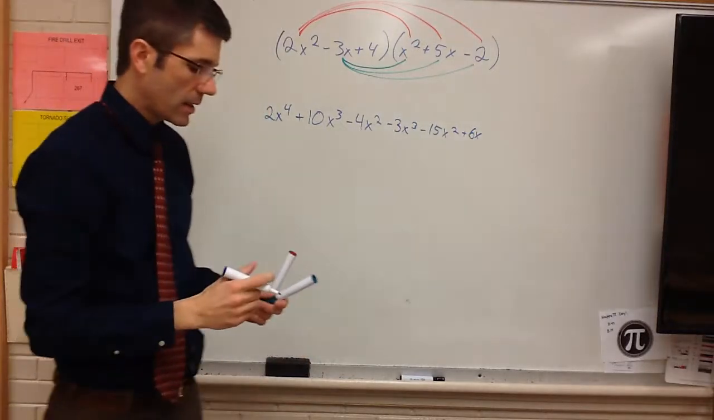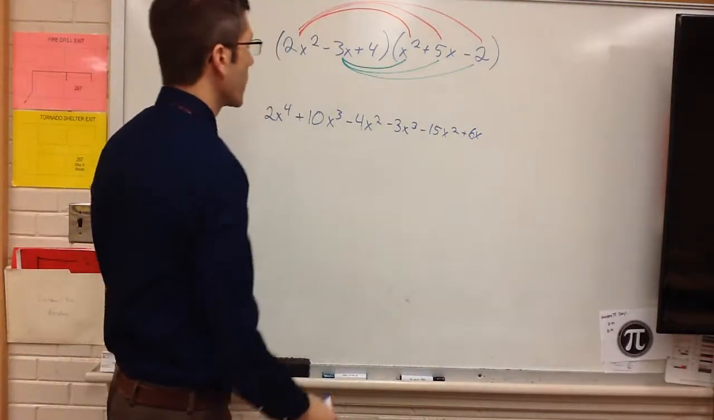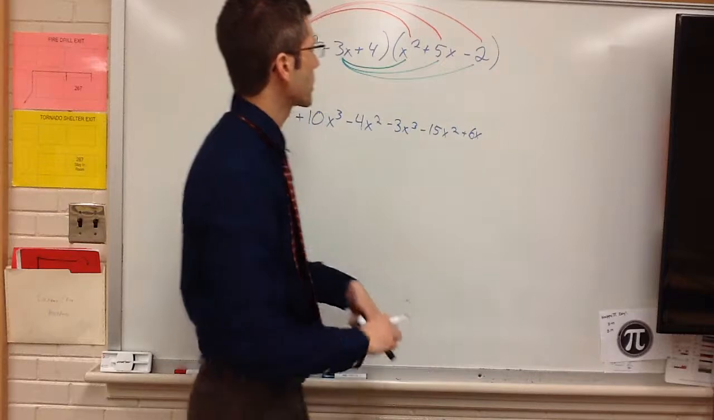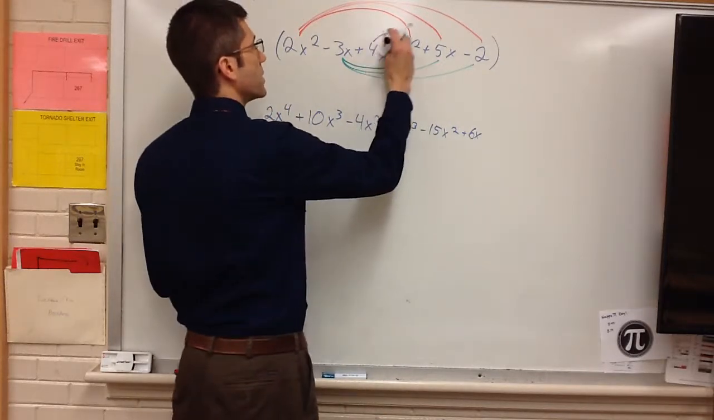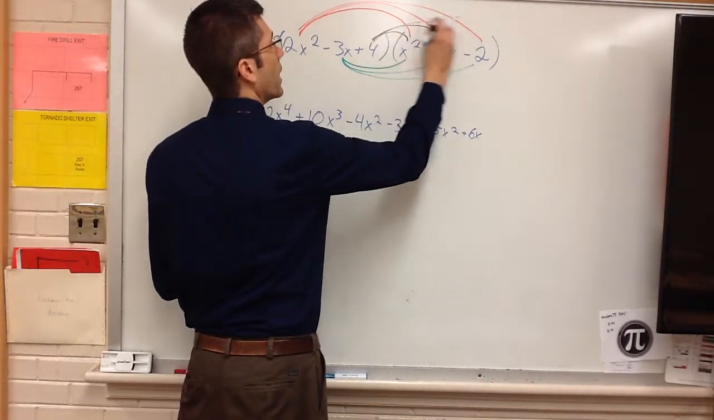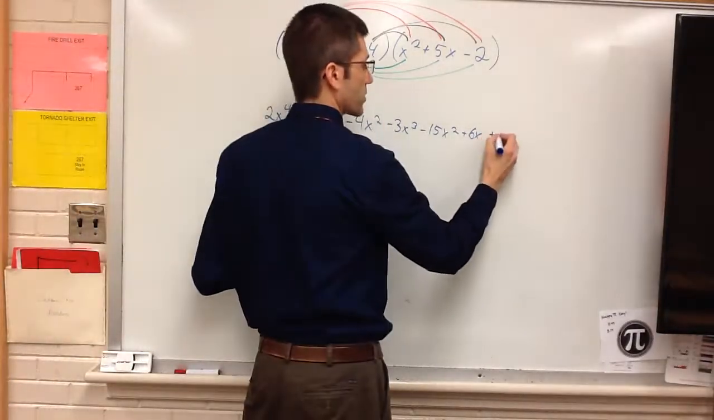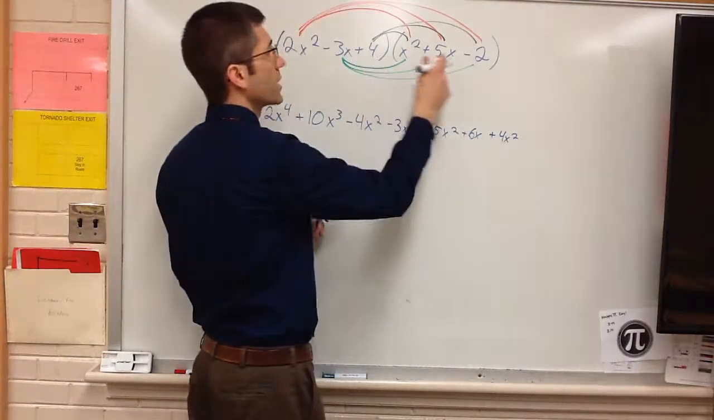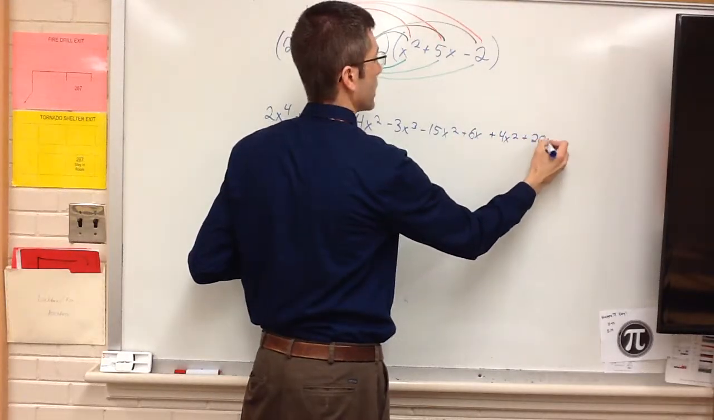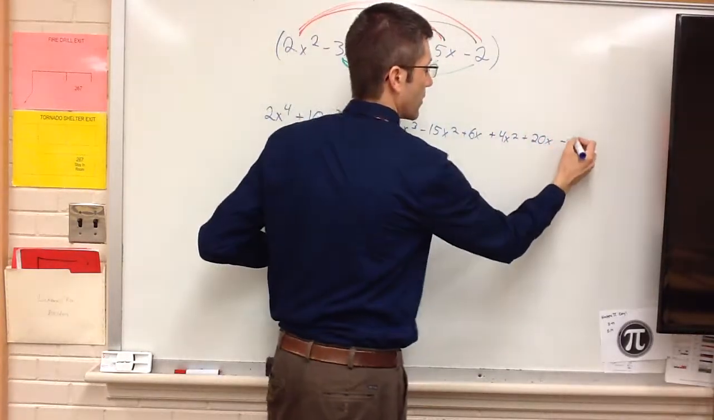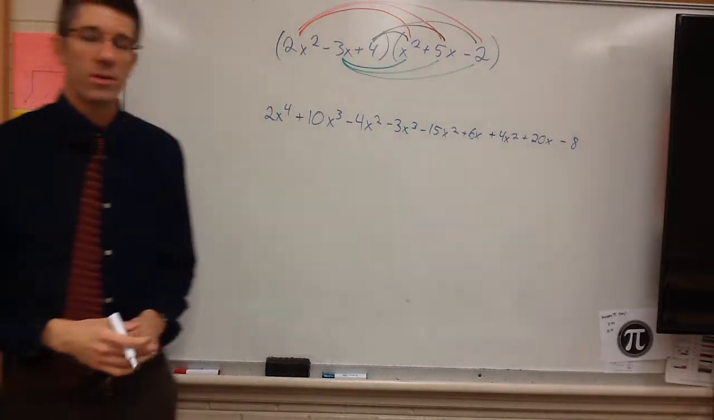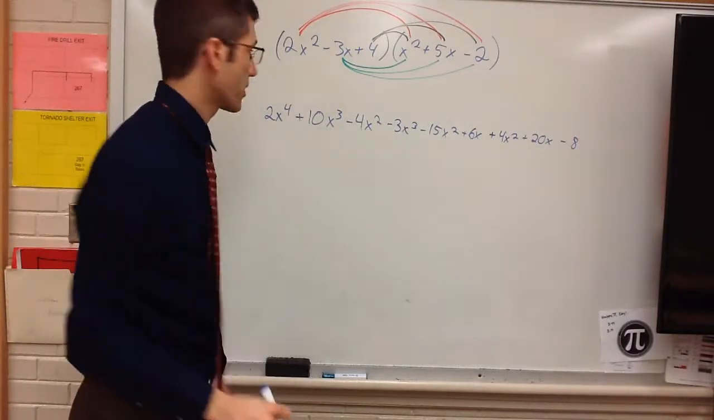Okay? And then we'll distribute just a little bit more. We're not quite done. We haven't dealt with the 4 yet, so we're going to take 4 times this, and this. There we go. 4 times x squared is 4x squared. 4 times 5x is 20x. And 4 times negative 2 is negative 8. Man, what a polynomial. That's okay. It's about to get much cleaner.